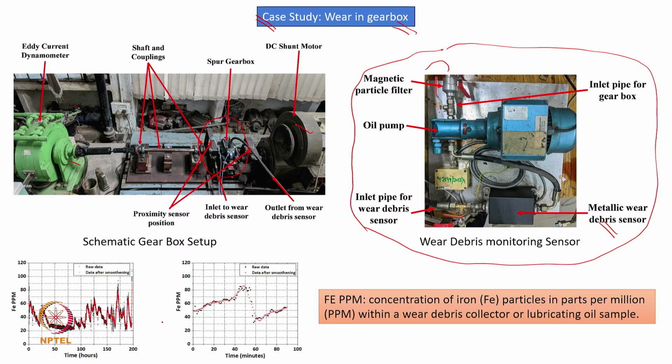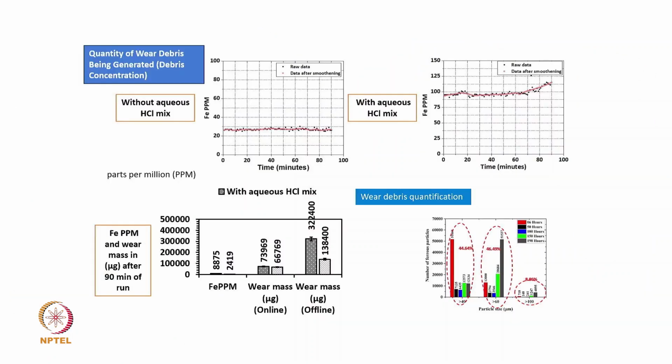Now here we have shown two setups. One is operating for 200 hours, the second for 100 minutes. In the 100 minutes case, we realized that when we do an acceleration test, 100 minutes is sufficient, and we did the acceleration test by mixing HCl. So we tested in two conditions. One was lubricated without HCl, and in the other case the lubricant was mixed with HCl, that means we made an acidic solution.